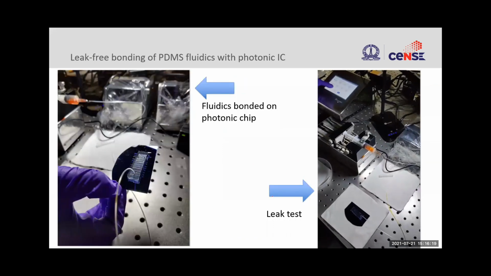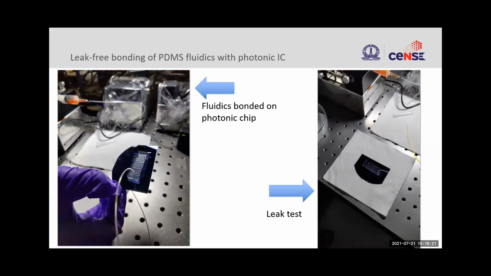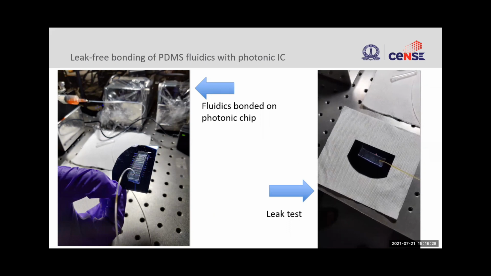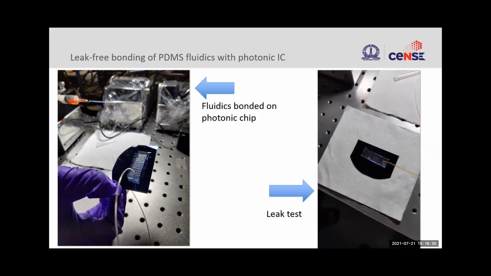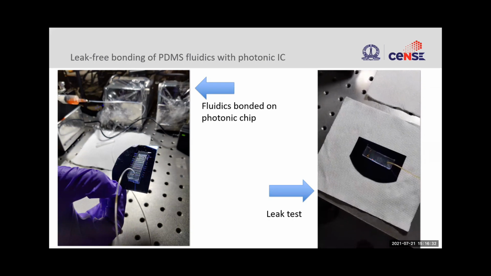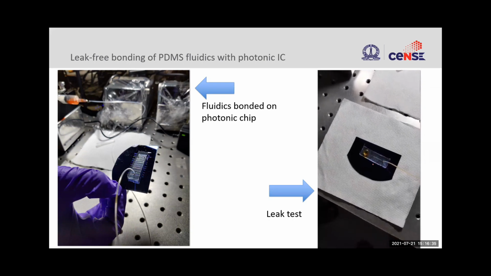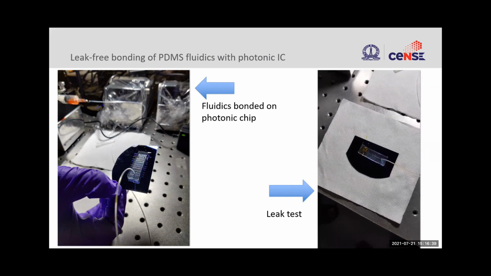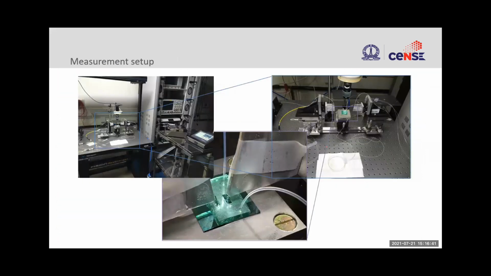Once you have this done, you want to test the bonding strength. We use oxygen plasma to bond these surfaces together, and then we do a leak test. The leak test tells us whether there is good bonding between the channel, the PDMS, and the chip, and we don't have any leakage. This is the confirmation for that. Once it is confirmed, we do the measurement. The measurement is done with such a probing stage. You have fiber in, fiber out, and then you have the fluidics.